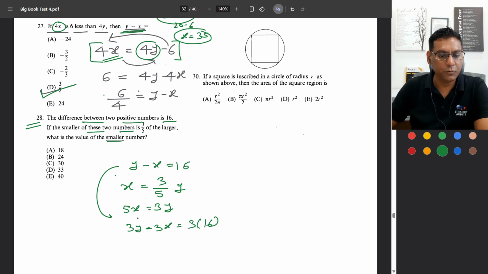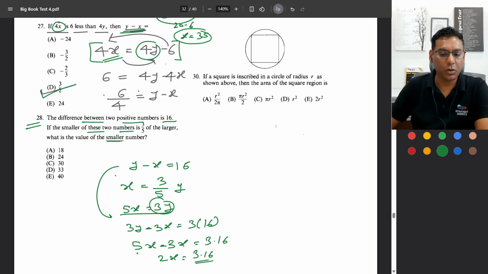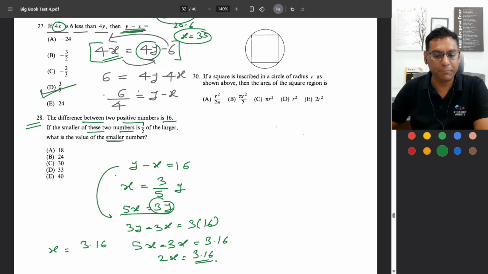I substitute, what do I substitute? I substitute 3y as 5x. So I get 5x minus 3x is equal to 3 times 16. So 2x is equal to 3 times 16. I generally don't solve this because many times numbers get cancelled, so it becomes easy. X is equal to 3 times 16, it's not 3.16, it's 3 times 16, by 2. X is equal to 24.